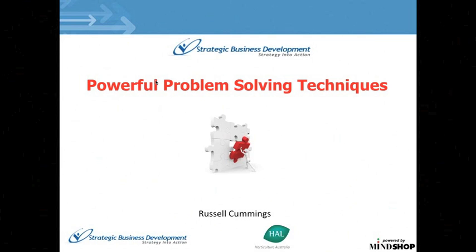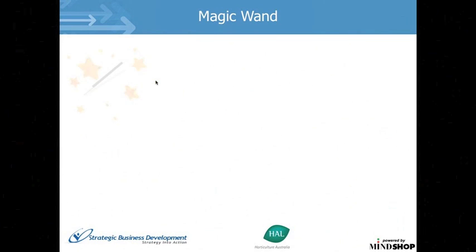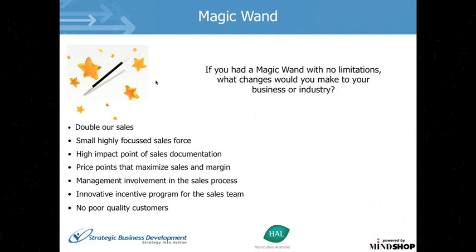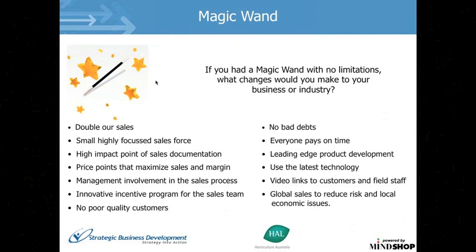If I'm truthful, you take nothing away, embed these problem-solving tools in everything you do. The first problem-solving tool we talked about was a magic wand, which is a really simple tool. If you had that magic wand with no limitations, what changes would you make to your business or your industry? You can just list them out and brainstorm, and you come up with a great big list of things. The beauty of this is it's all about telling you what's wrong with the current business.